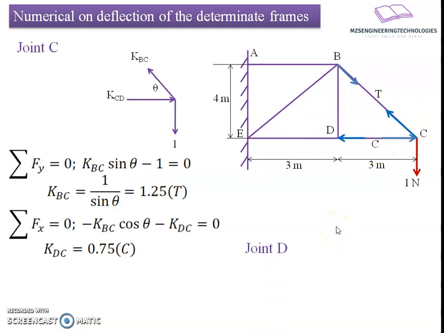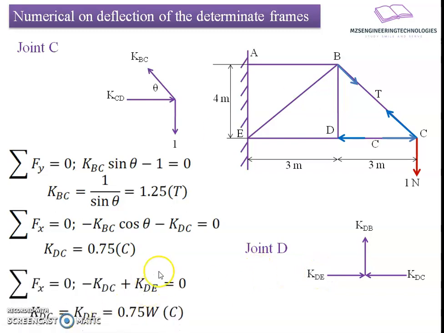Now I will prepare the free body diagram for joint D. For joint D, we have 3 forces: force in member DC, force in member DE, and force in member DB. Among these, KDC is known to us; 2 are unknown forces. If I apply the static equilibrium equation, it results in summation of Fx equals 0: minus KDC plus KDE equals 0. So KDC equals KDE, which equals 0.75 W in compression.